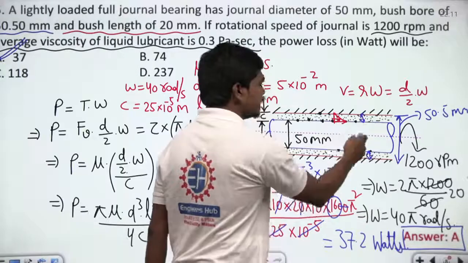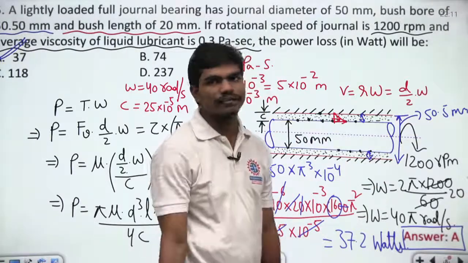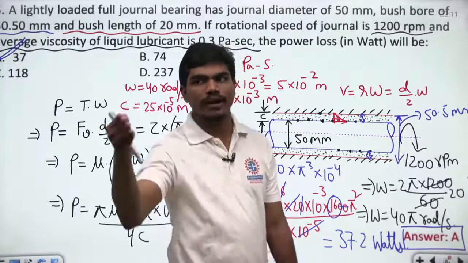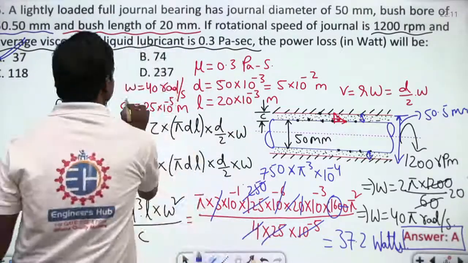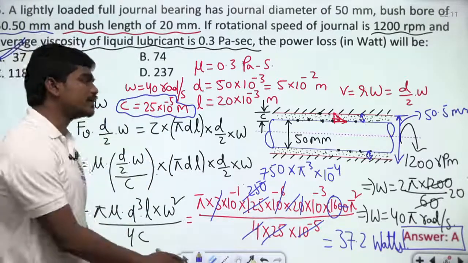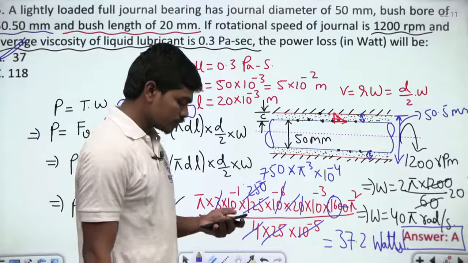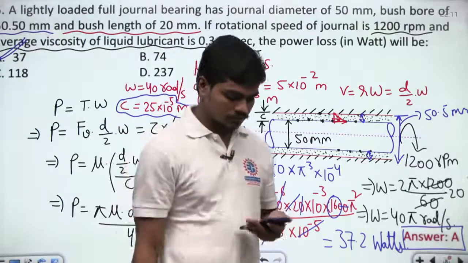So if you take this as C, 2C is equal to 0.5 mm. Correct? So 2C is equal to 0.5 mm, so C is nothing but 0.25 mm. That's why I have written C as 0.25 mm, which is identical to 25 into 10 to the power minus 5 meters. You need to be a bit careful about these calculations. That's it. Okay. All of you are clear till this moment?